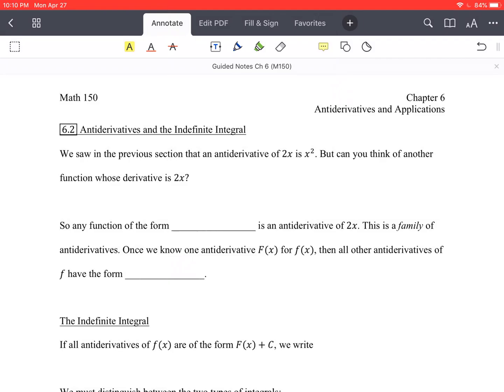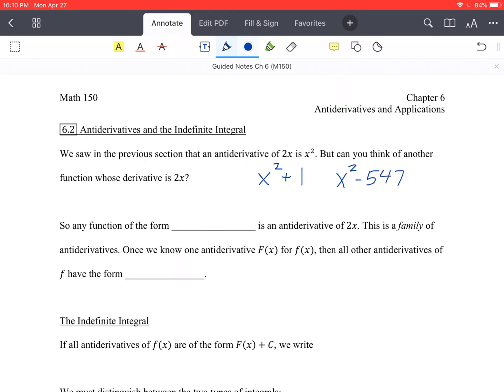One that I can think of would be the function x squared plus 1. That function also has a derivative of 2x, because when you take the derivative of the 1, it turns into a 0. Or I could also think of x squared minus 547, because again the derivative is 2x and then a 0 on the end. You can have x squared plus 1.4397, something like that. You can have all sorts of values here.